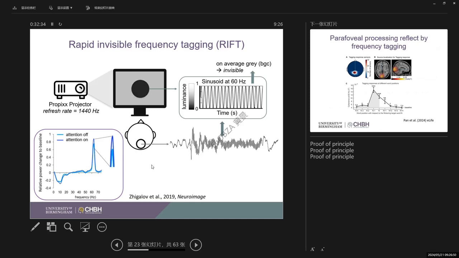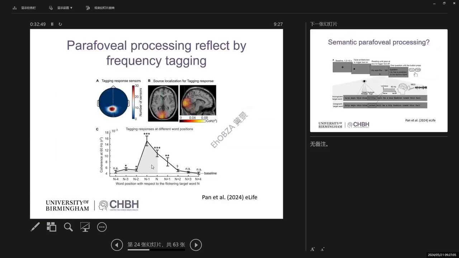So if you attend to something out there in the parafovea, then it's associated with an increase in the neuronal excitability, and that is indicated by an increase in this flicker signal. So we have been doing this in a reading study where the eyes are jumping from word to word. This is just to show you how well it worked. This is a measure of the response. We get a strong response in the 60 Hertz frequency tagging over visual cortex. We can localize that to early visual cortex.